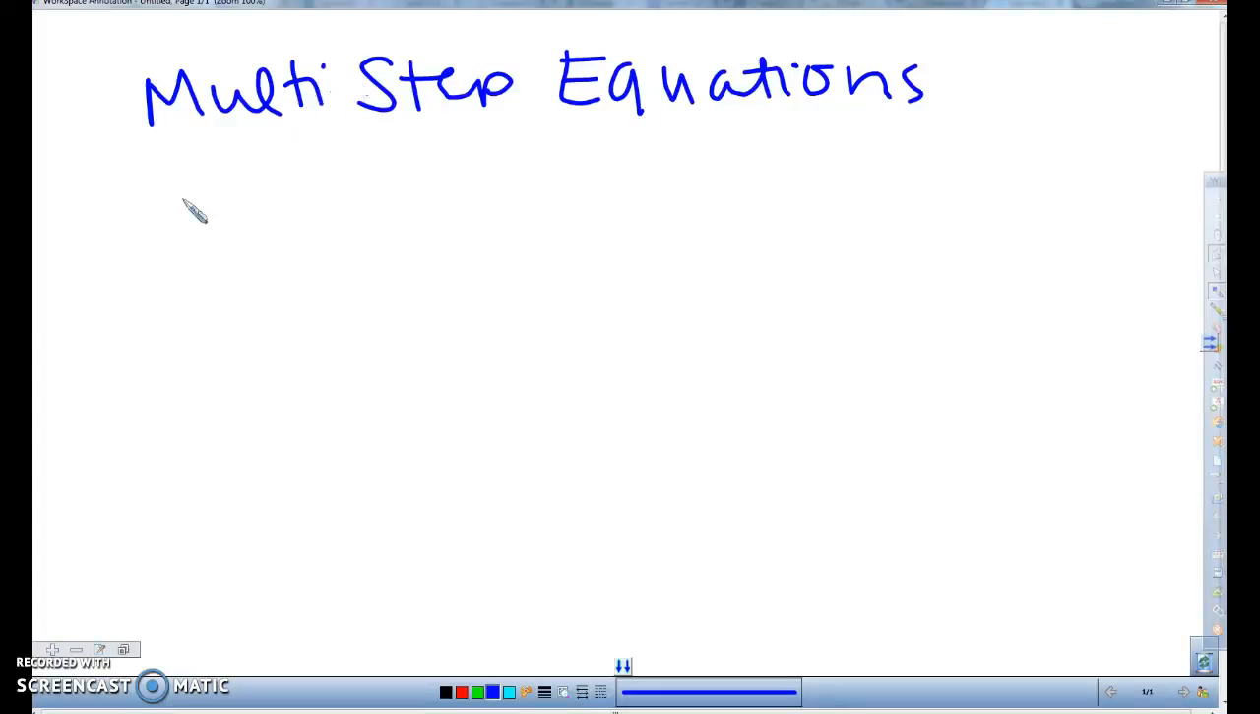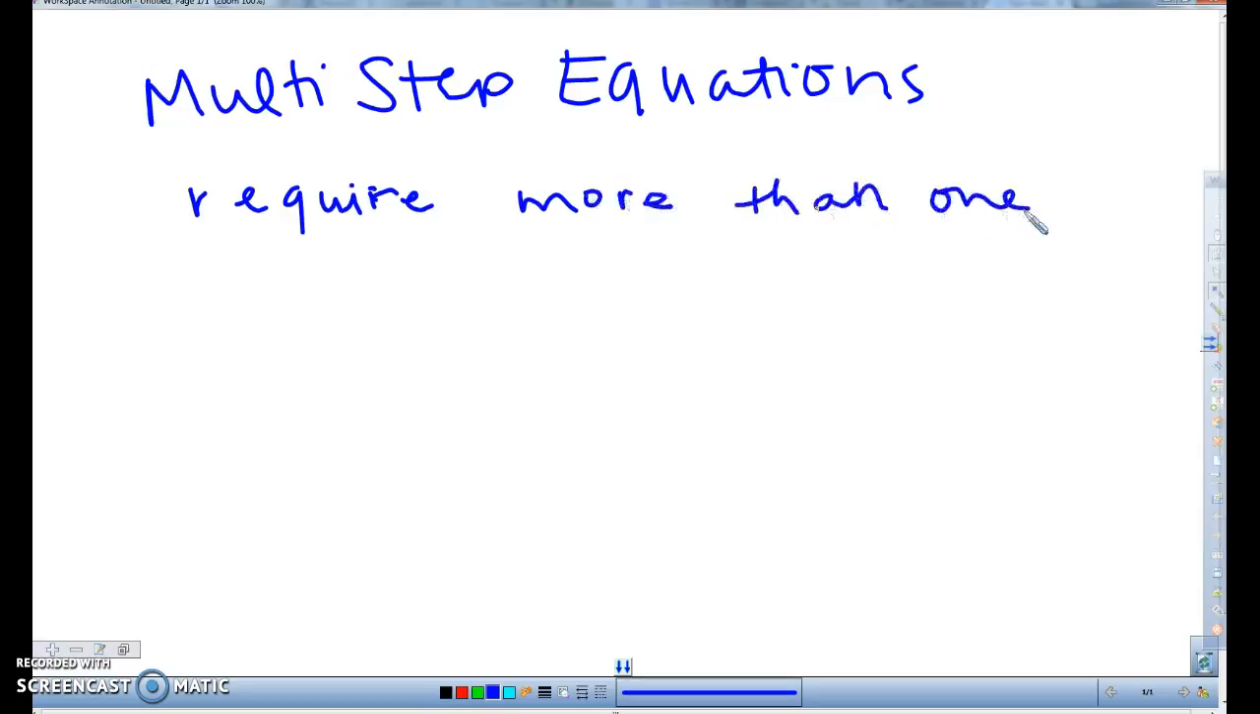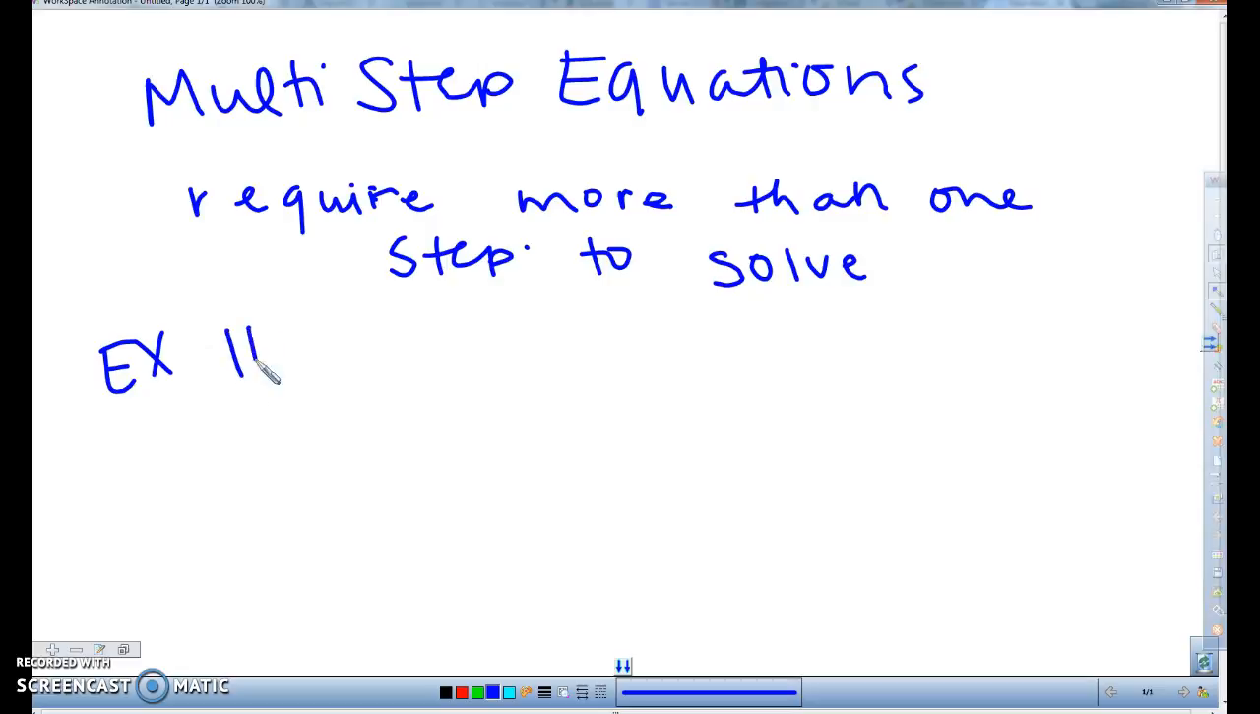Okay, today we're going to be talking about multi-step equations. These are equations that require more than one step to solve. That is mind-blowing, I know. So, let's try an example to start with.